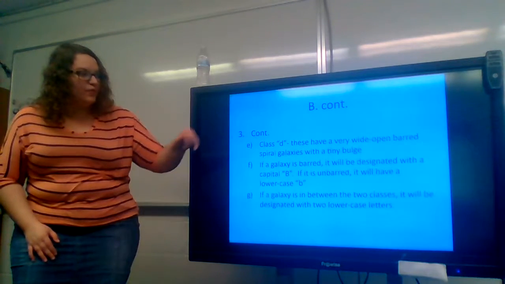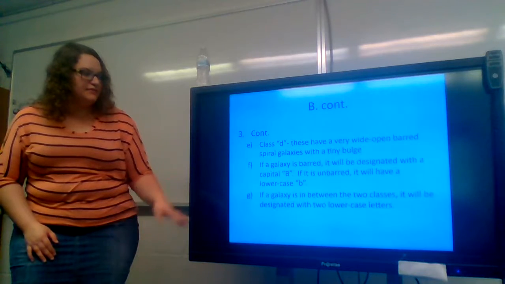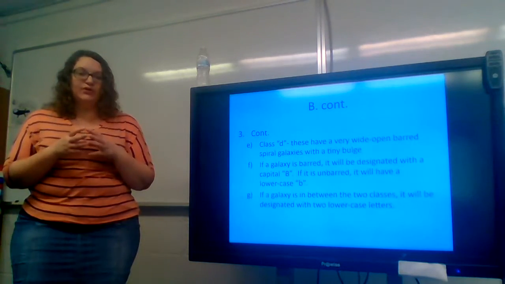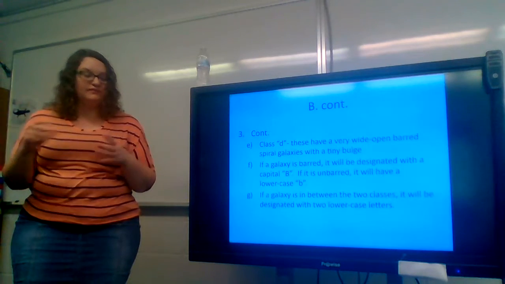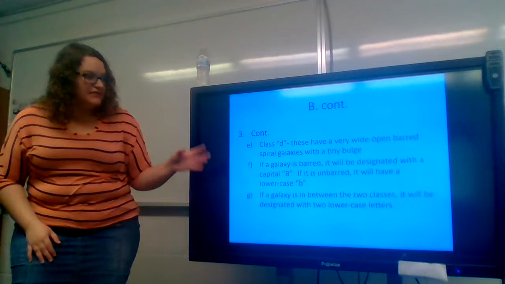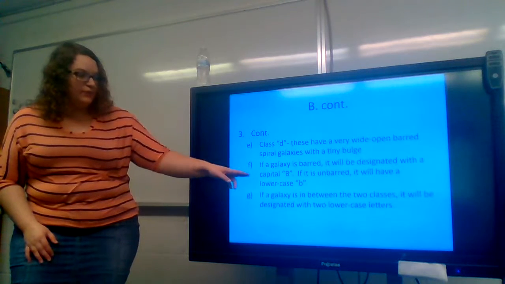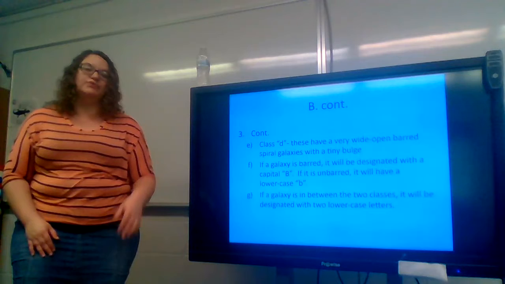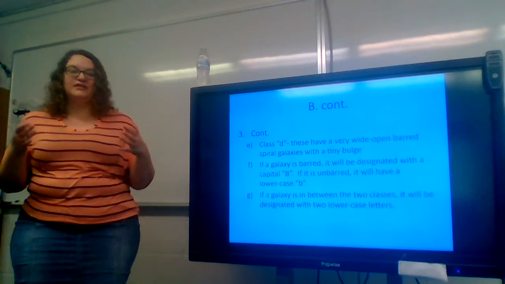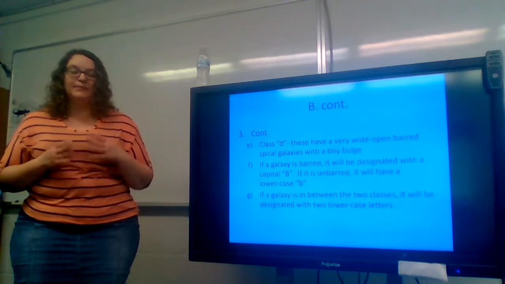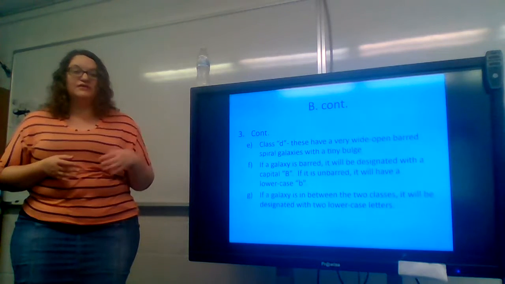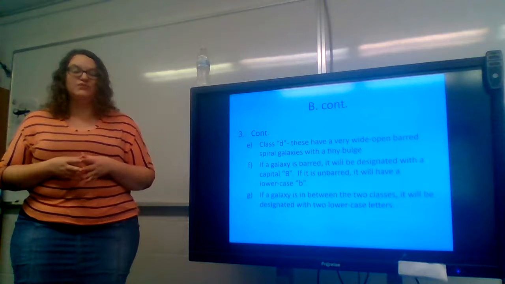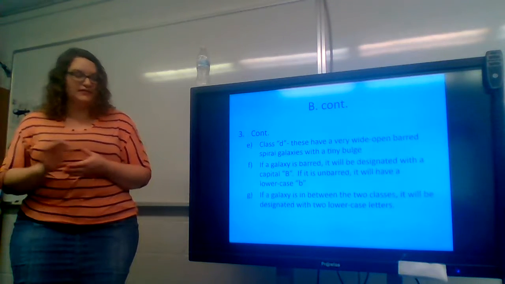Class D, these have a very wide open barred spiral galaxy with a tiny bulge. So not only is the bulge smaller, but they have a bar that runs through them. And then if a galaxy is barred, it will be designated with a capital B. If it is unbarred, it will have a lowercase b next to it. So if you are ever studying galaxies in depth and you see a capital B next to it, then you know that it is a barred spiral galaxy. If you've seen one with a lowercase b next to it, you know you're working with an unbarred spiral galaxy.